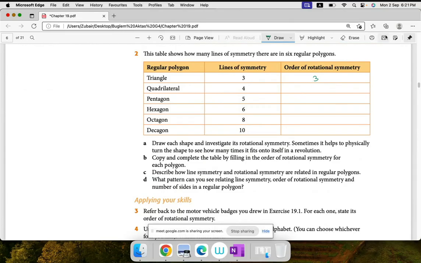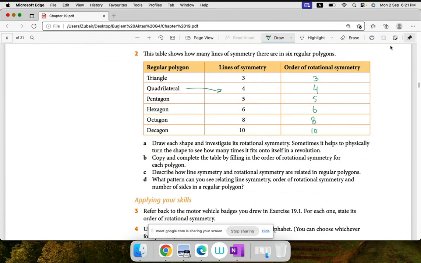Quadrilateral is a four-sided figure, and it already has 4 lines of symmetry. So the order of rotation will be 4, because this is actually a square. Pentagon, order of rotational symmetry: 5. 5, 6, 8, 10.